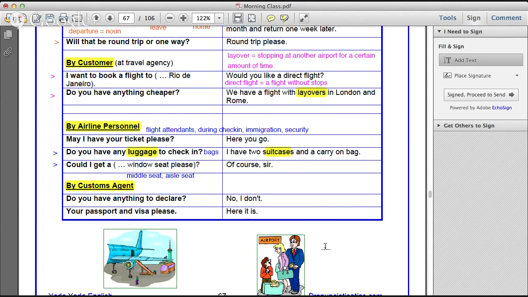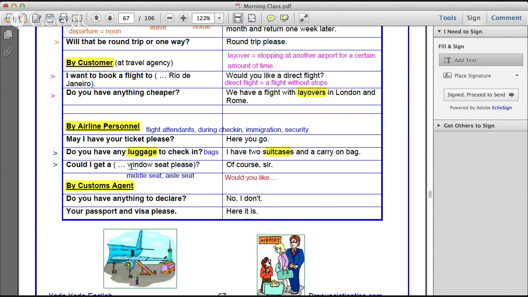Now, when asking, you can use this form of a question. Could I get an aisle seat, please? They might ask you, would you like a window seat instead? Or would you like an aisle seat instead?